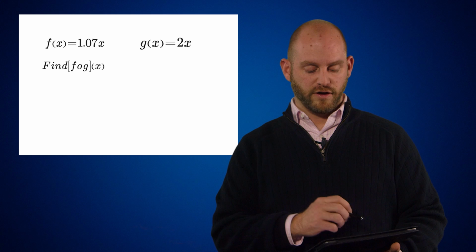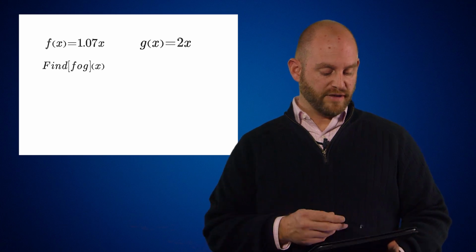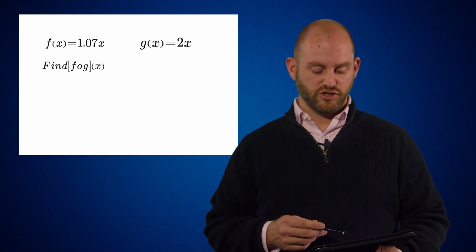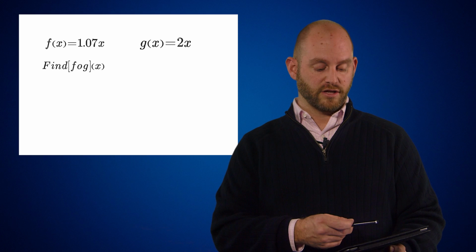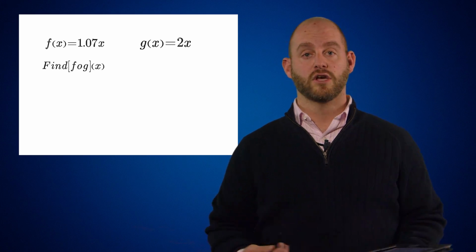So I've set up 2 functions, and let's take a look at them. f of x is 1.07x and g of x is equal to 2x. And they're telling us to find f of g of x. So basically what we're going to find is a super oven. We're going to find the oven within the oven.